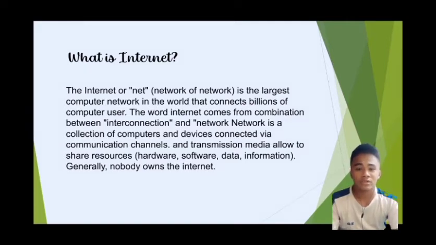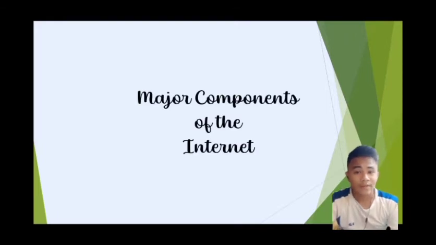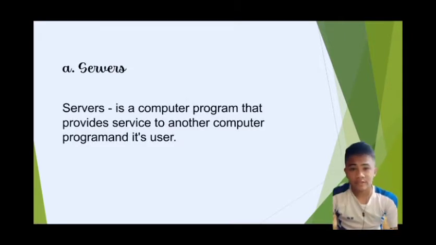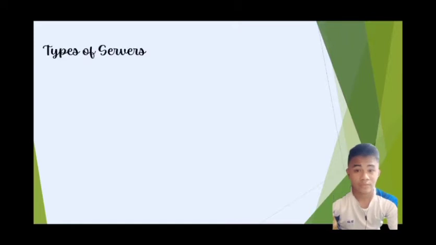Generally, nobody owns the internet. So next, let us talk about the different major components of the internet. These are the servers, the IP address, the browser, the domain name system, and the internet service provider. So first, let us talk about the servers. A server is a computer program that provides service to another computer program and its user. There are different types of servers.